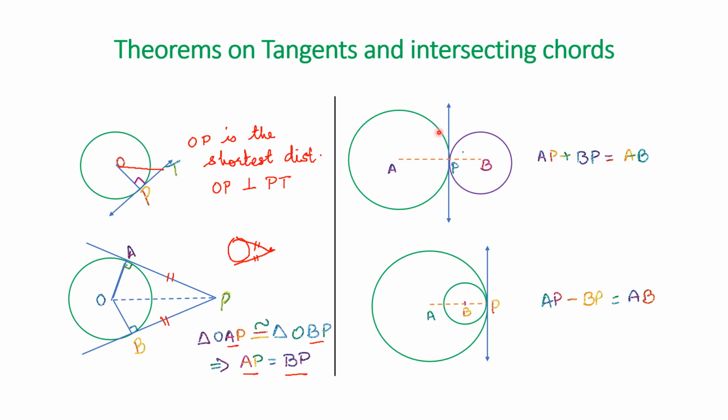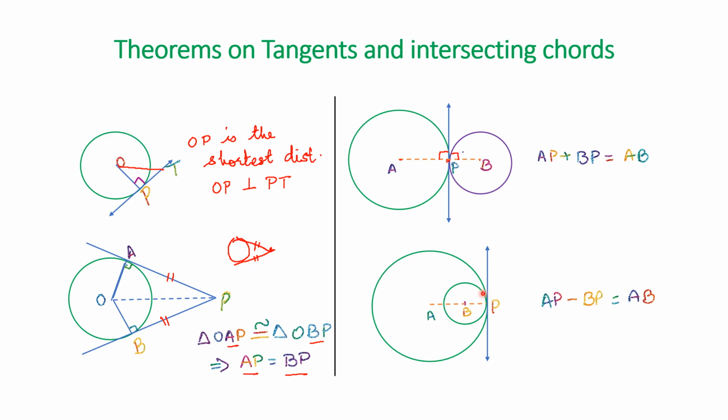The next theorem is talking about two circles. They may be of the same radii, or they may be of different radii. But if you have two circles which are touching each other externally, meaning that there is one common tangent like this, you observe that AP is perpendicular to the tangent and BP is also going to be perpendicular to the tangent. So this AP plus BP will give you the distance between the two centers, that is AB.